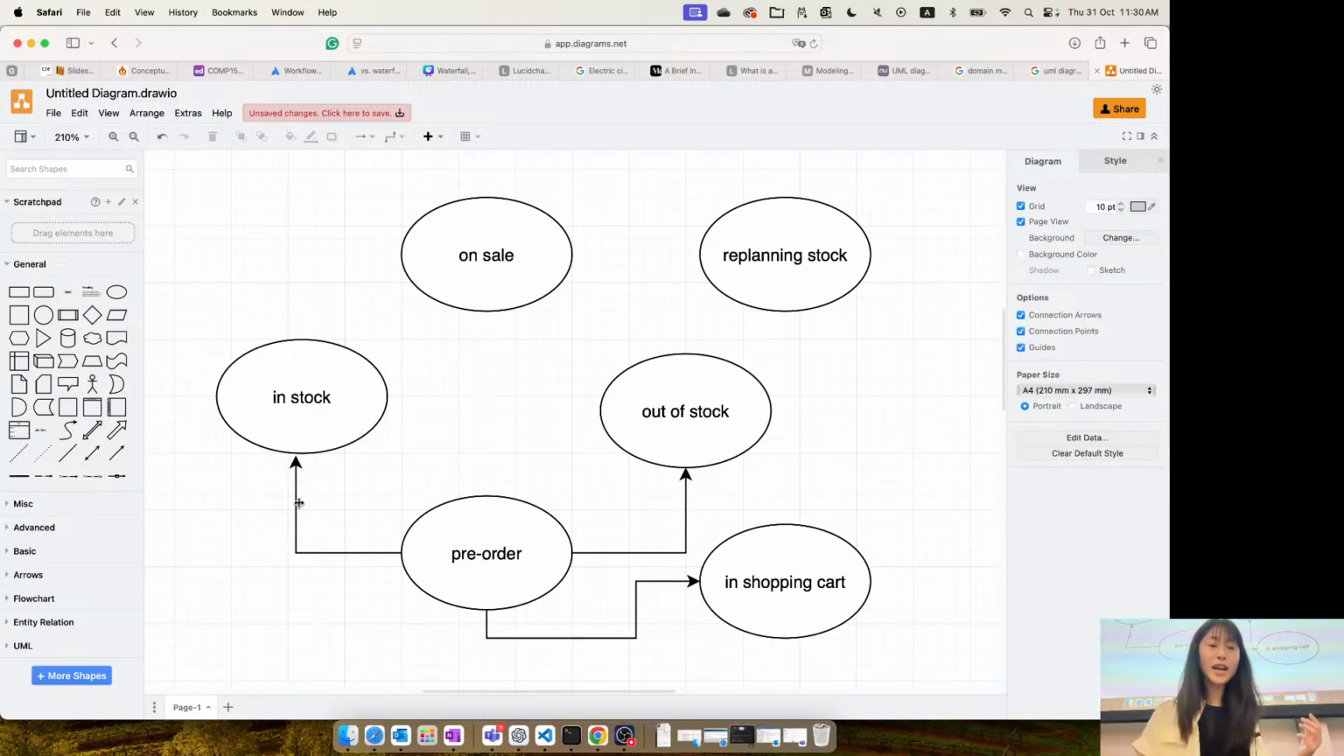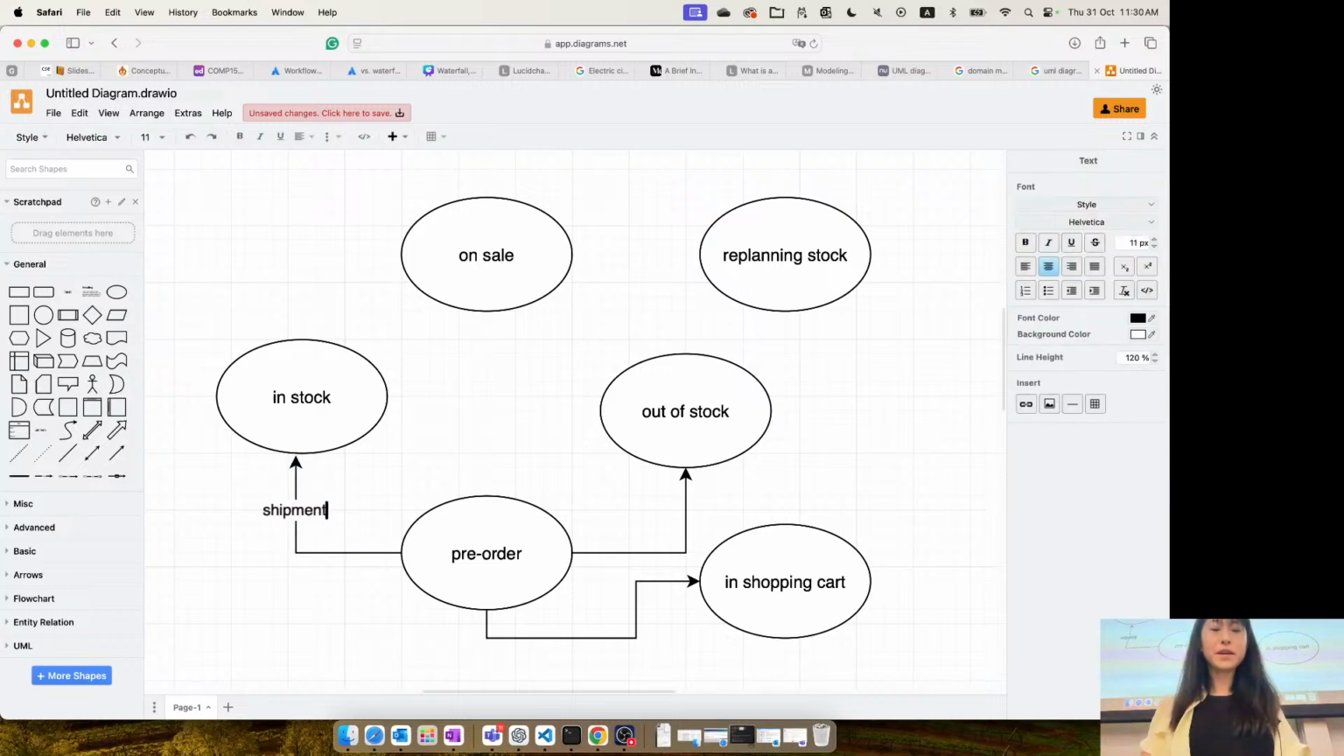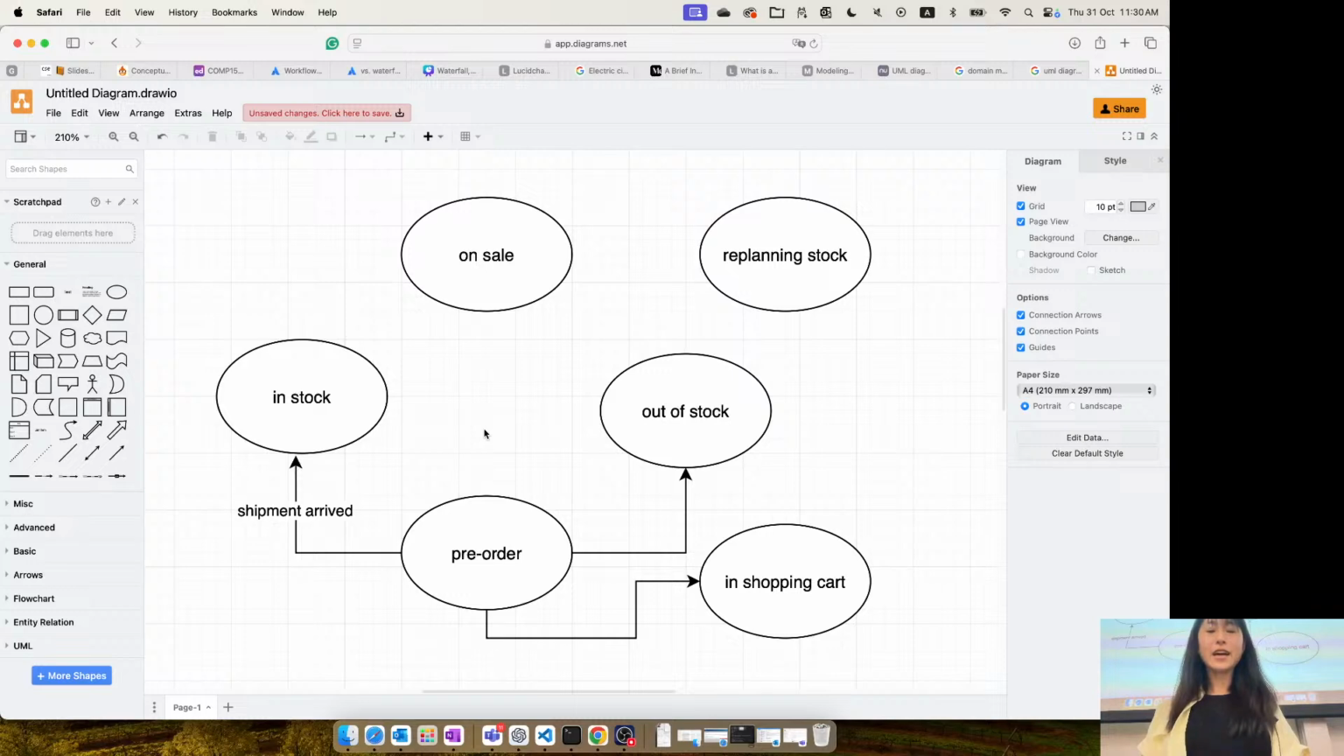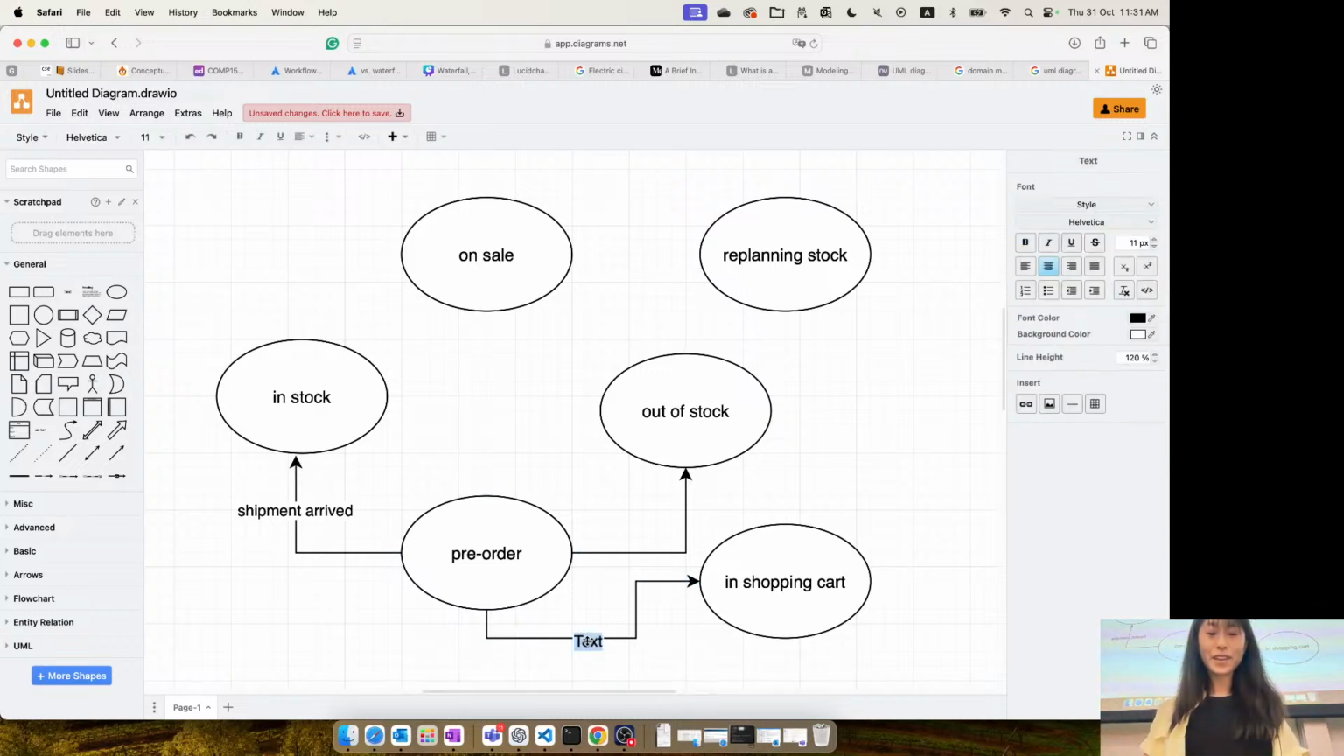Cool. Okay, so what are the actions? For example, from pre-order to in stock, what do you think the action should be? Yeah, I guess it would be like shipment of pre-orders arrive. Shipment arrived. Okay. What about the action from pre-order to shopping cart? Place order. Yep. That's a good one.